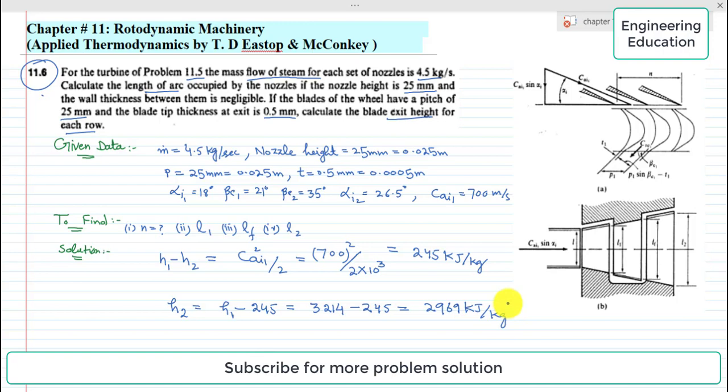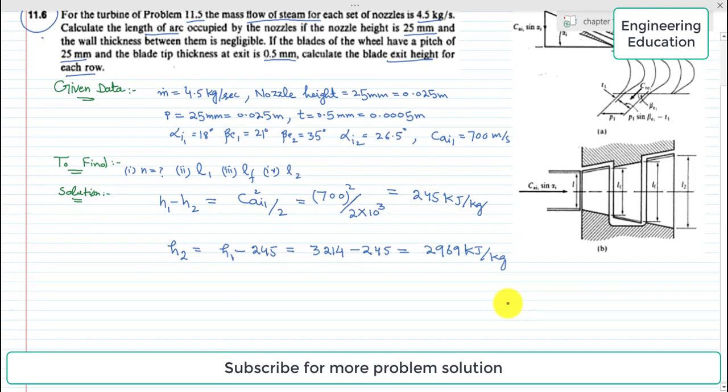Now at the exit of the nozzle, we have the value of enthalpy, that is 2969, and the value of pressure is 15 bar as mentioned in the previous problem 11.5. So at 15 bar and H2 equal to 2969 kilojoule per kilogram, if we check the state of the steam, the steam is in superheated state.